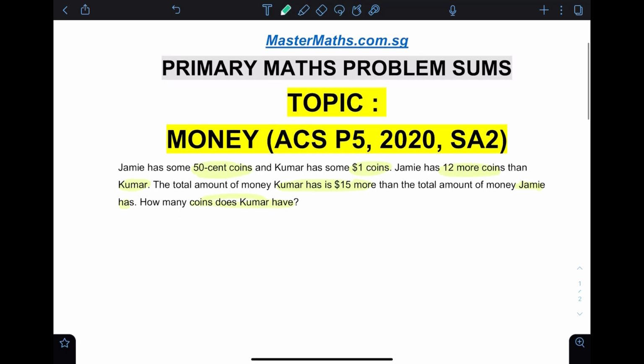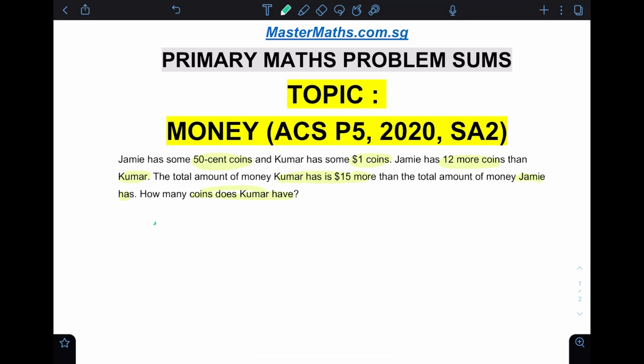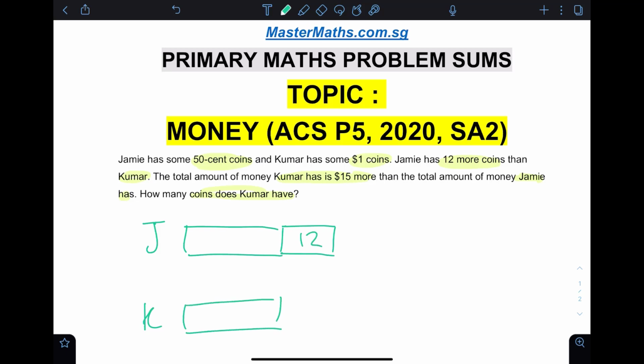Now to understand this problem, you can actually draw for yourself a model first for Jamie and Kumar. So Jamie actually has a little bit more. Alright, so Jamie has this plus another 12 more coins. Kumar only has this box here. But despite this, Kumar still has more money. Why? Because all his coins are $1 coins. For Jamie, all her coins are 50-cent coins.